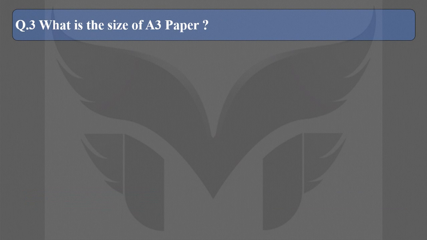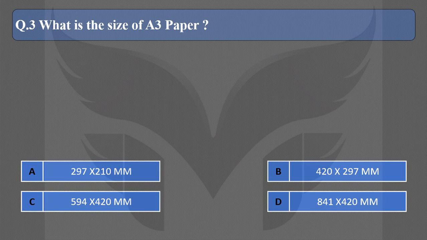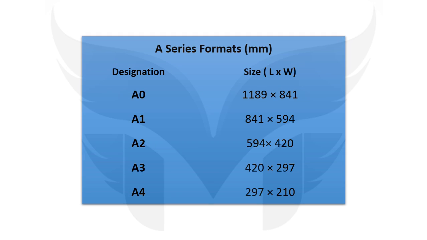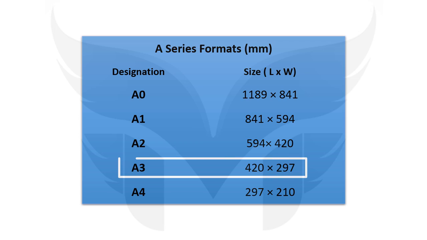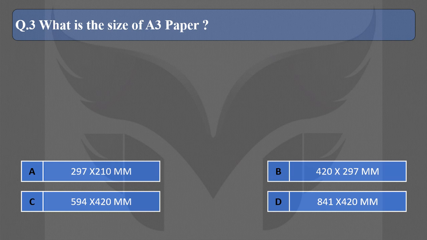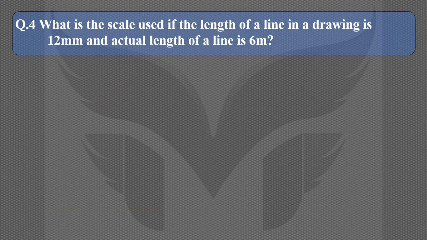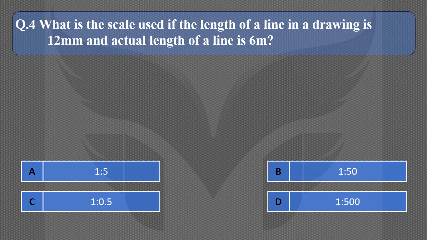What is the size of A3 paper? And these are the options. Here we have a table of A series paper sizes, and A3 paper has a size of 420 by 297 mm. So the correct option for this question is B. Let's move on to the next. What is the scale used if the length of a line in a drawing is 12 mm and the actual length of the line is 6 meter? And these are the options.